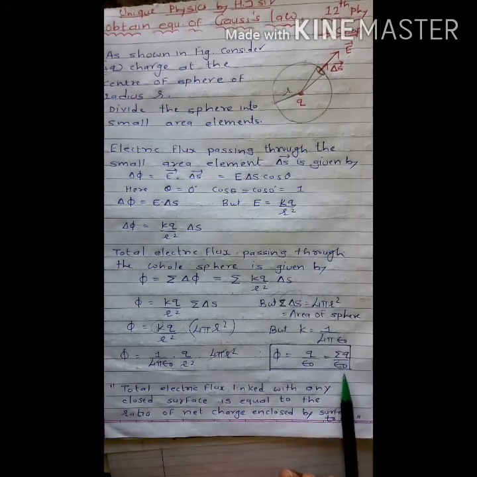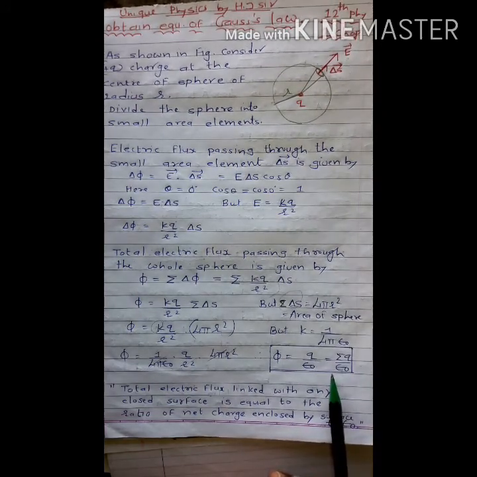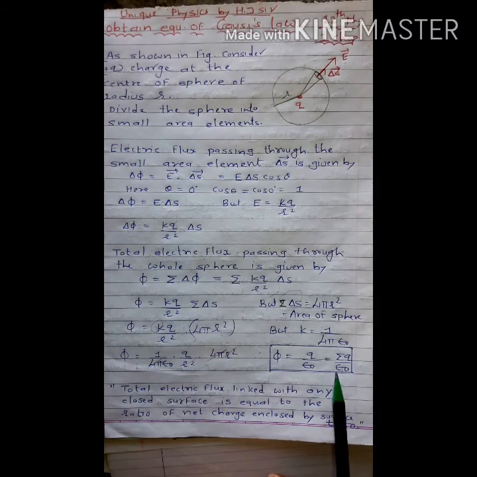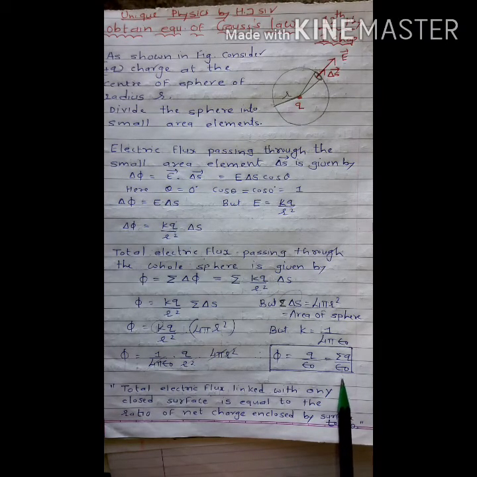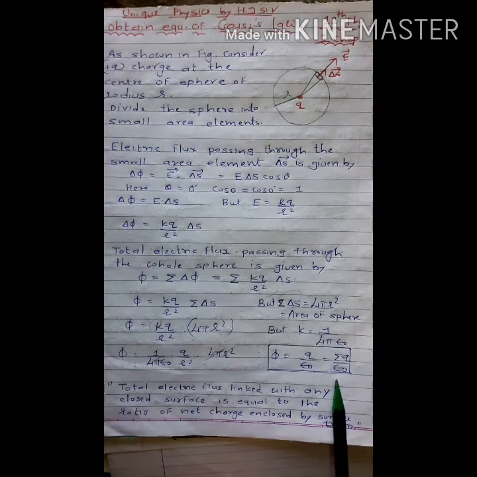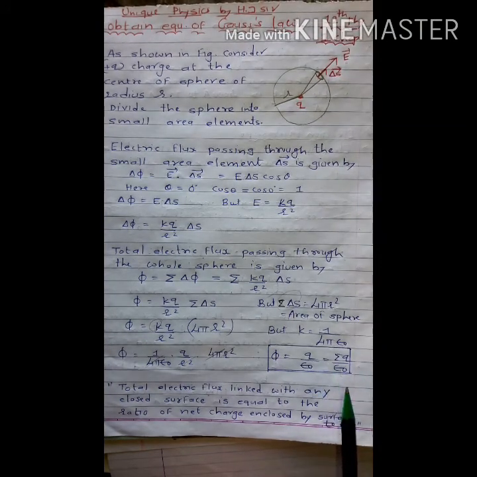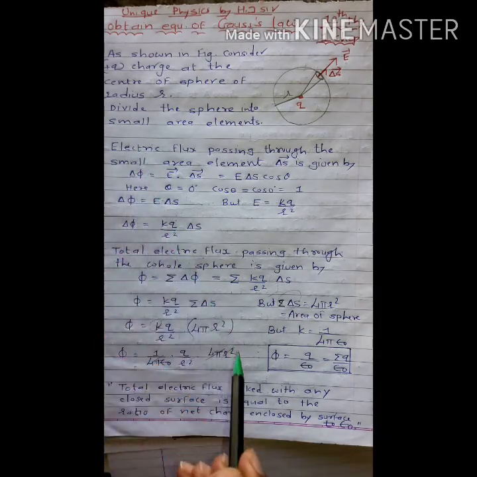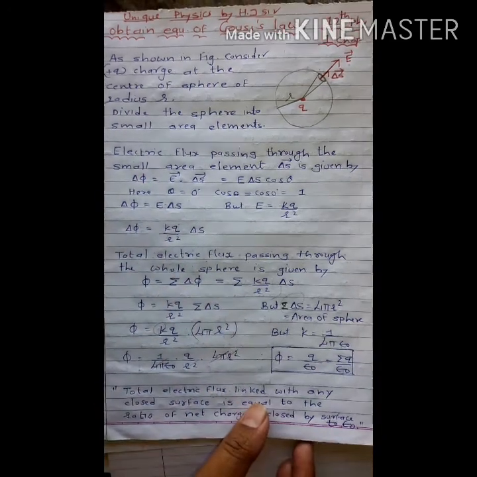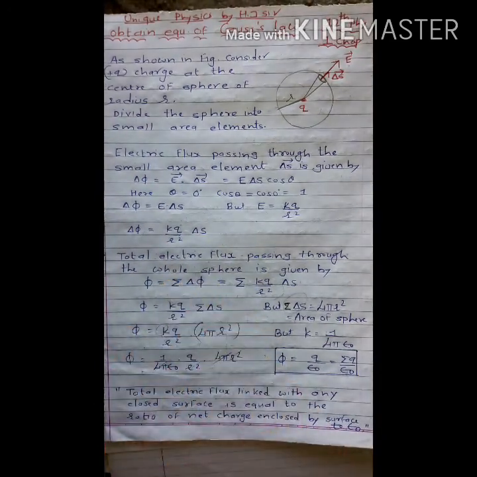Epsilon 0 is the permittivity of free space. This is a standard constant, and its value is 8.85 into 10 raised to minus 12 in the SI system. So try to prepare this question. This is the most important question of this chapter.